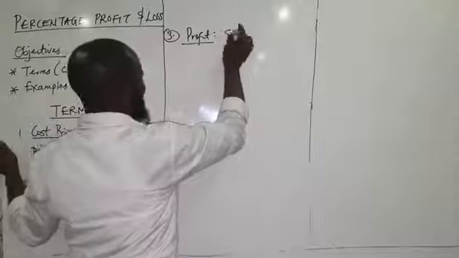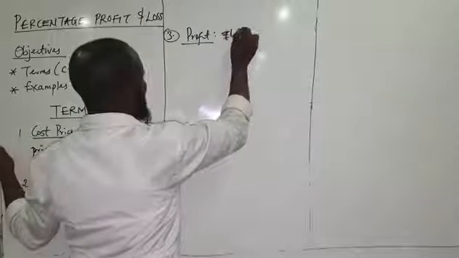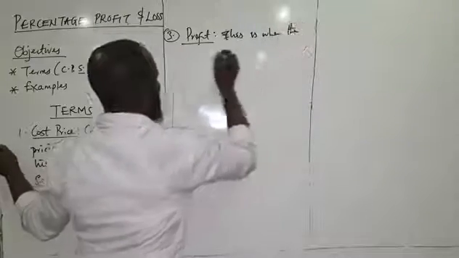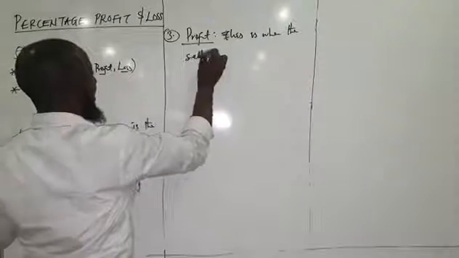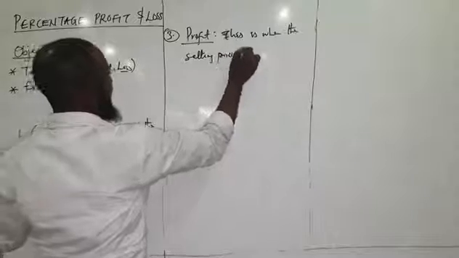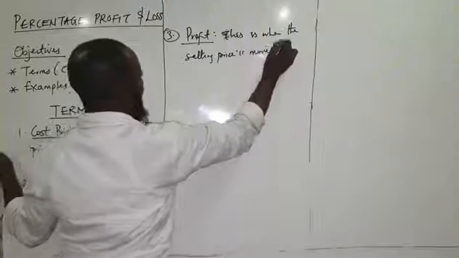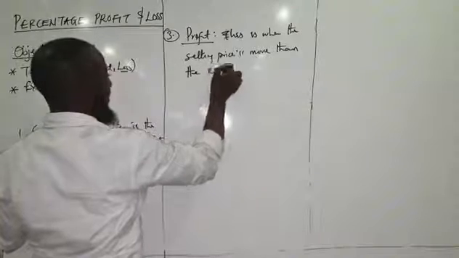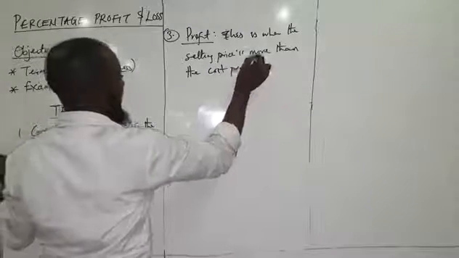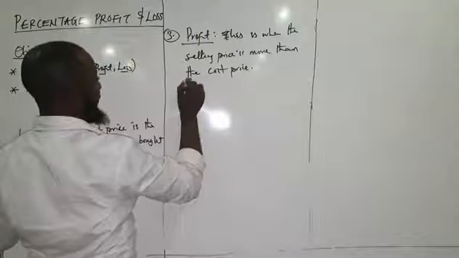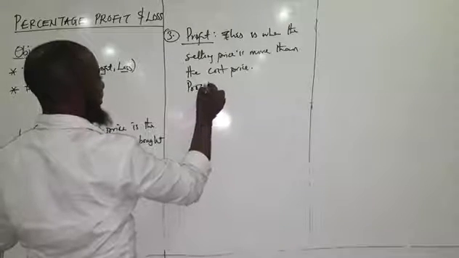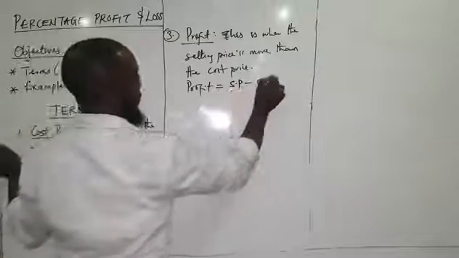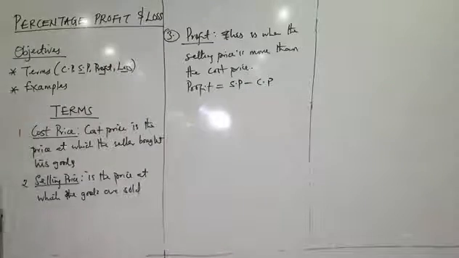That means this is when the selling price is more than the cost price, right? So that means profit. Now the formula for profit is equal to selling price minus what? Cost price. I hope that is very clear.